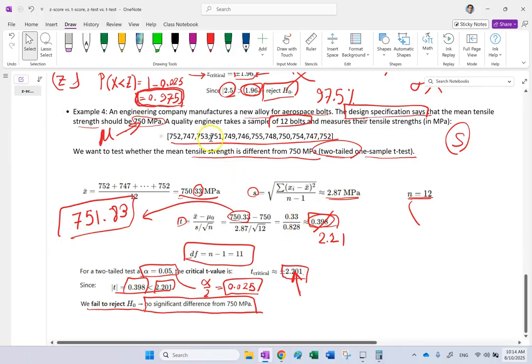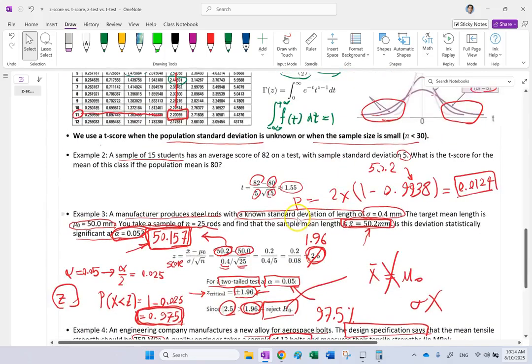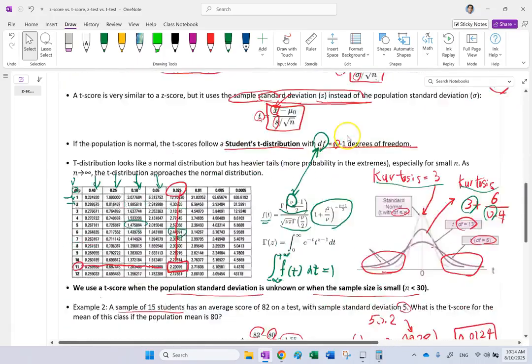But in this case, the difference between 750.33 and 750 is not significant enough. So I say we are good. There is no significant difference between the samples and what we are shooting for. So whatever we have been doing is good. Keep doing it.